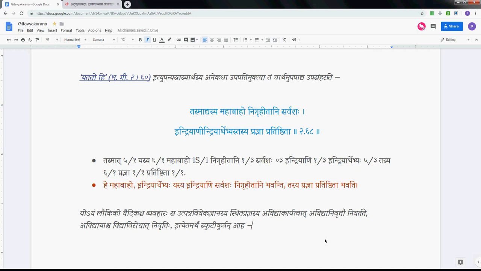Yoyam laukiko vaidikascha vyavaharah saha utpanna viveka jnanascha sthita prajnasya avidya karyatvat avidya nivruttau nivartate avidyayascha vidya virodhat nivruttihi, ityetam artham stuti kurvan aha. So yah ayam laukikah vaidikascha vyavaharah. This laukika and vaidika vyavahara, karma, which is being talked about, all the kriya, all the engagement in laukika and vaidika karma, which is being discussed. Arjuna is in the battlefield because it is his dharma. So it is a dharma for a kshatriya to fight the battle, and whether it is laukika or vaidika, he has to engage in the battlefield, and taking Arjuna as an example, it is mentioned for everyone.